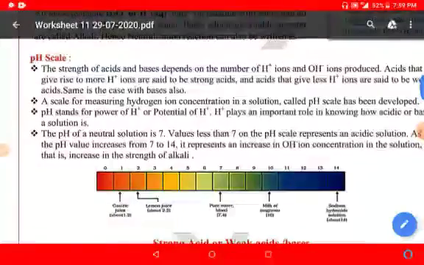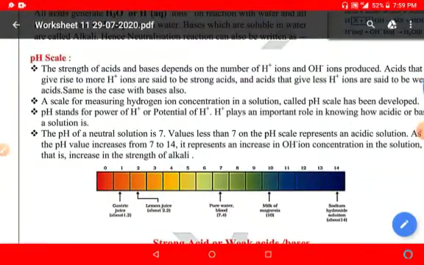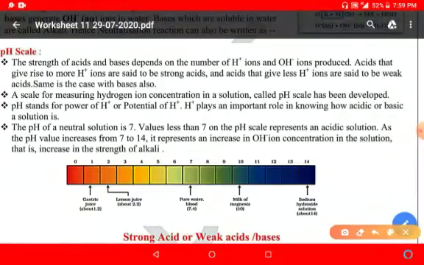Since we know hydrogen ions are present in all solutions, we take the concentration of hydrogen ions in a solution to measure the strength, and such a scale is developed, which is called the pH scale. The pH stands for power of hydrogen ions, the potential of hydrogen. Hydrogen plays an important role in knowing the acidity and basicity of solutions.